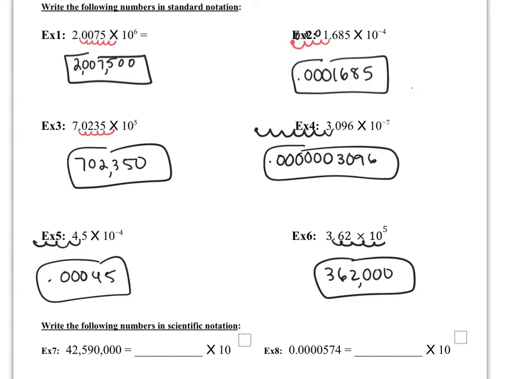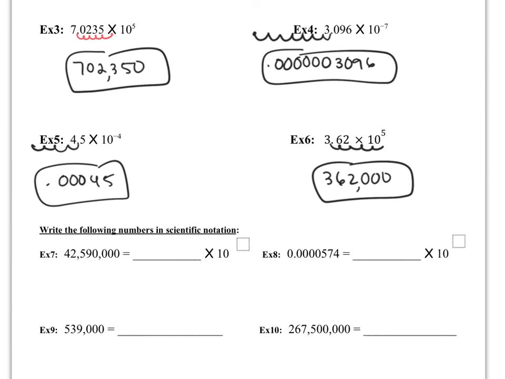So on example 3, my power of 10 was positive 5, so that meant to go 5 spaces to the right. That ended up with 702,350. On example 4, my power of 10 was negative, so it meant I was going to go 7 spaces to the left, which means I was going to have 6 spaces to fill with zeros, and then my 3096. Example 5, I was going to go 4 spaces to the left, so 0.00045. And then on example 6, I was going 5 spaces to the right, and this came out to 362,000.